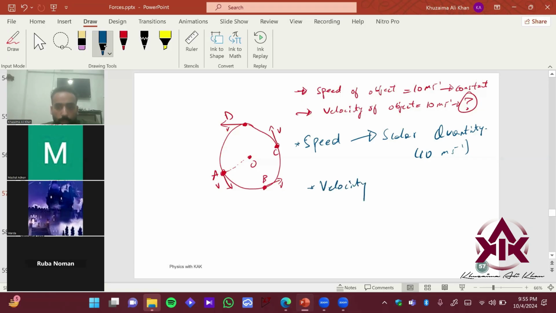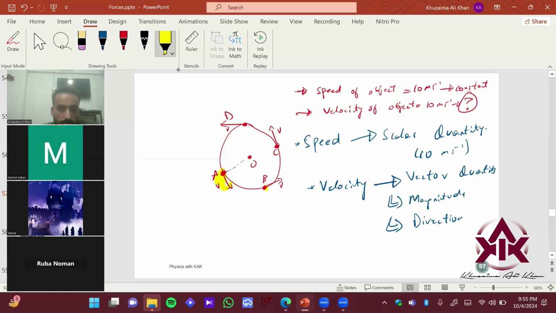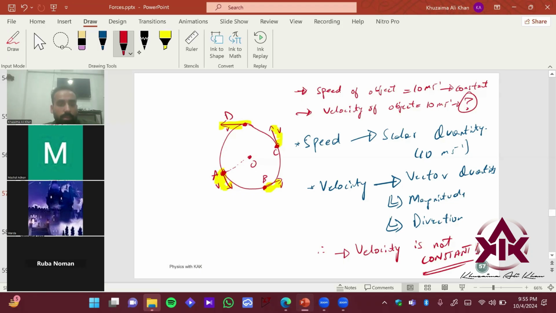What about velocity? Velocity is a vector quantity, right? Which depends upon two things: first of all, the magnitude plus the unit, and also the direction, right? You can see directions are changing over here. Direction is constantly changing in circular motion. So you cannot say that velocity is constant. Therefore, you will say that velocity in a circular motion is not constant. Does that make sense? Because your direction of velocity is changing throughout the entire motion.